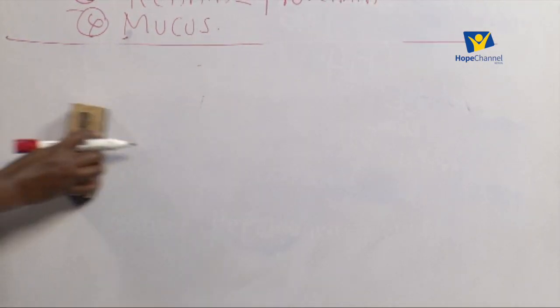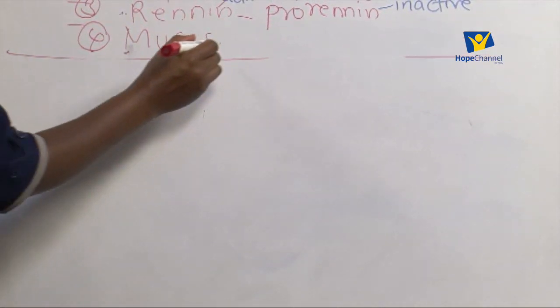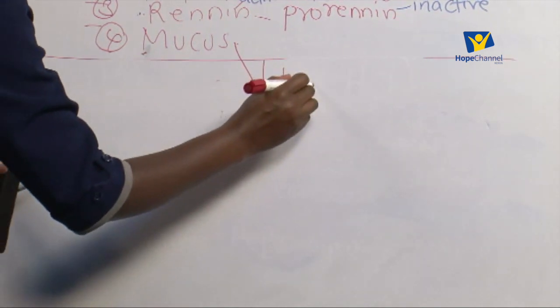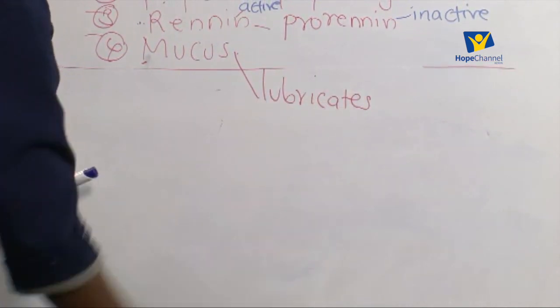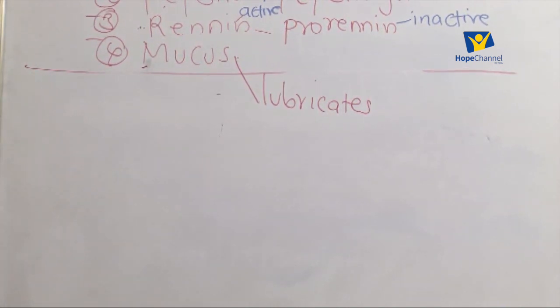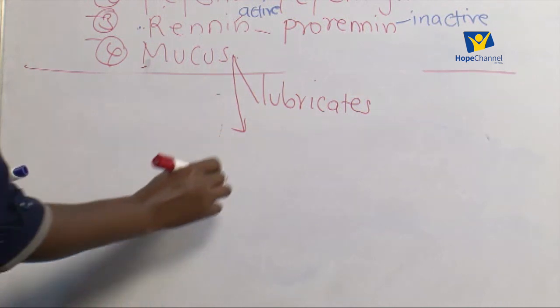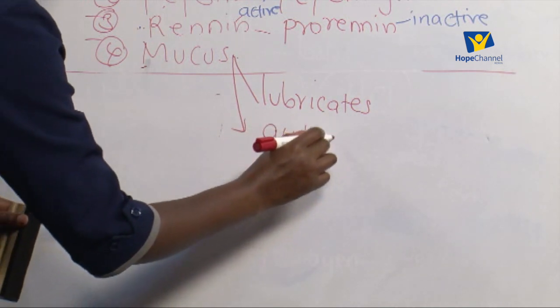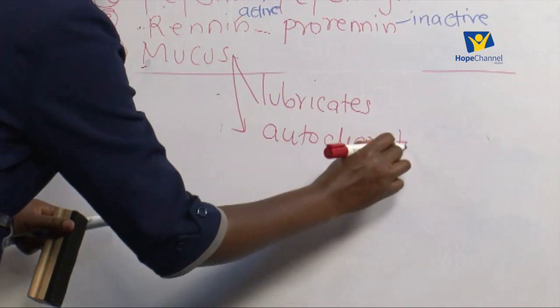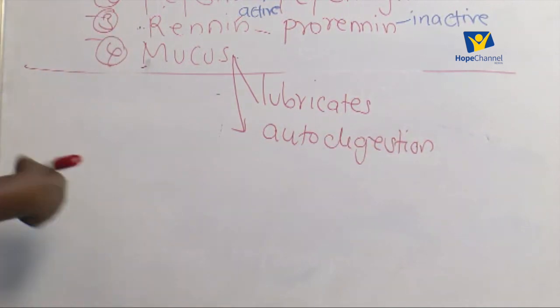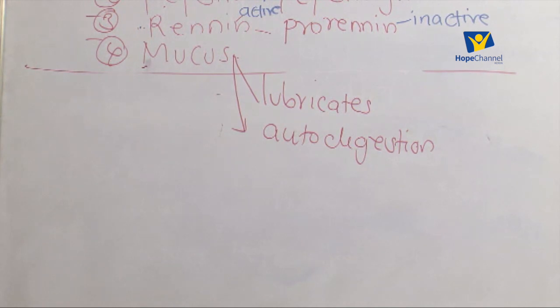Now, what about the mucus? The mucus has two roles. Number one, it lubricates the food and even the stomach lining. And number two, it prevents the walls of the stomach from auto-digestion. So in a way, it is protecting the stomach walls from being digested by the protein digesting enzymes.